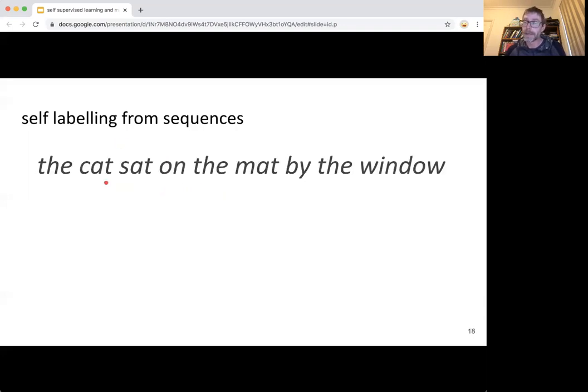We start with a large corpora of whatever, you know, copy of the internet or whatever we might have lying around. The cat sat on the mat by the window. And from this structure, we make our own set of labels. So if we're interested in predicting the next token from a sequence, then we might do something like this. The cat sat on the Y. Well, that's one instance of training.